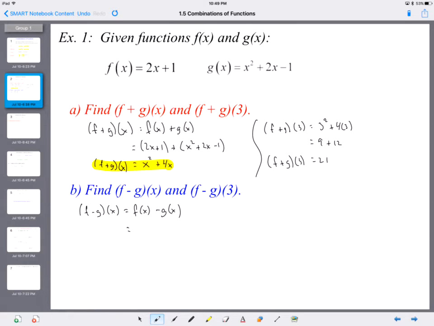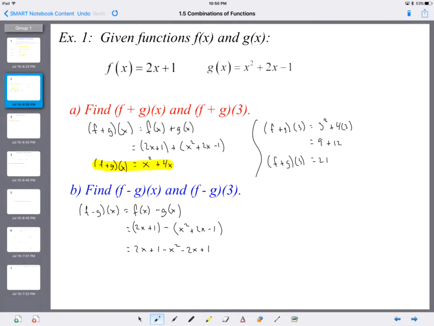And so that's equal to 2x plus 1 minus, and since I'm subtracting an entire function, you've got to have the parentheses, so you have to have minus that quantity. And when you're subtracting an entire function, you're really distributing that negative sign all the way through. So that's minus x squared minus 2x plus 1.